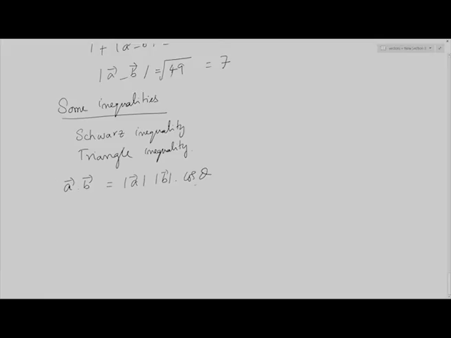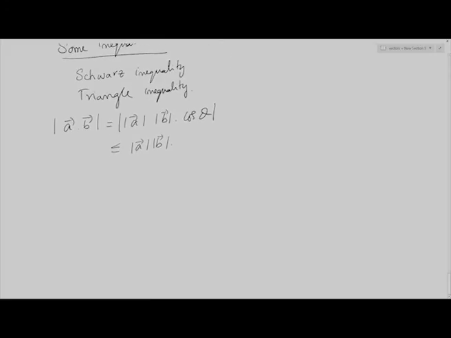Now, we know that the cos theta value lies between minus 1 and plus 1. Therefore, if I take the modulus of that, this is simply less than or equal to mod a into mod b, because these are all positive values anyway, and mod cos theta is less than or equal to 1. Therefore, I just replace the equation by this inequality. So, this inequality is called the Schwarz inequality. Always, for any two vectors, we have modulus of a dot b is less than or equal to mod a into mod b. This is called the Schwarz inequality.